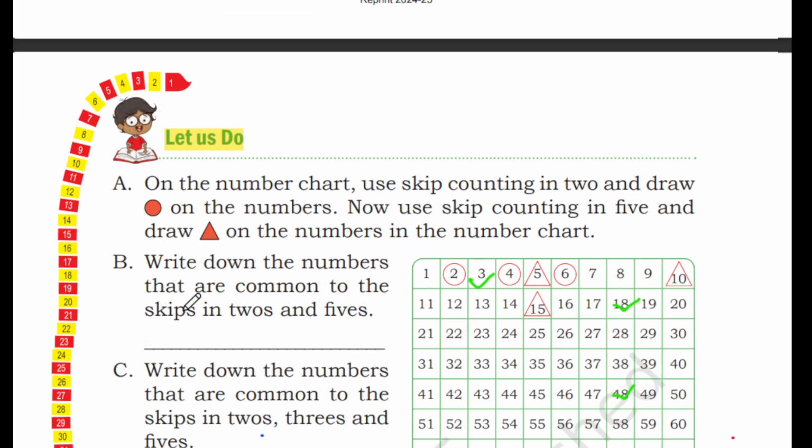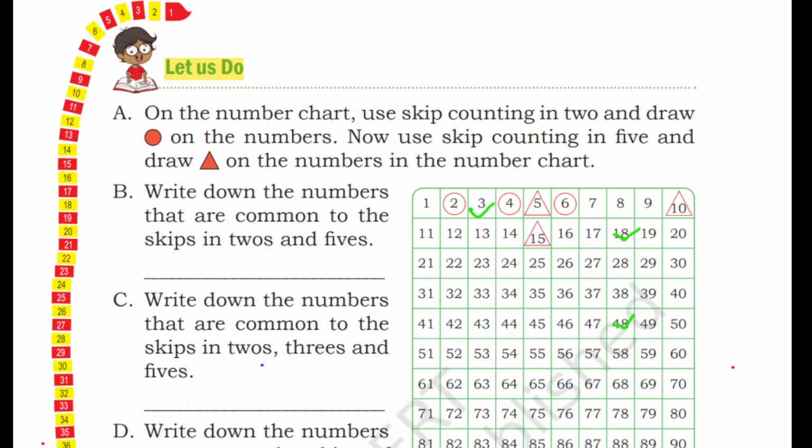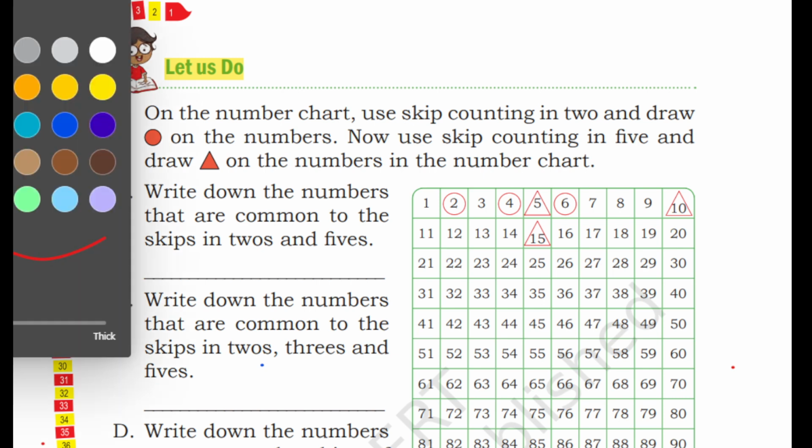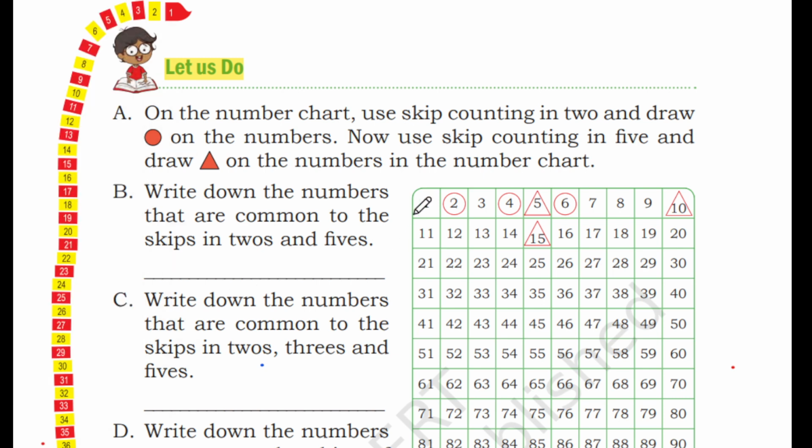In this one we are going to start with Let's Do. The first question they are asking: on the number chart, use skip counting in 2 and draw a circle on the number. So now we have to skip count by 2. For example, if you start with the number 0, you have to skip count by 2.